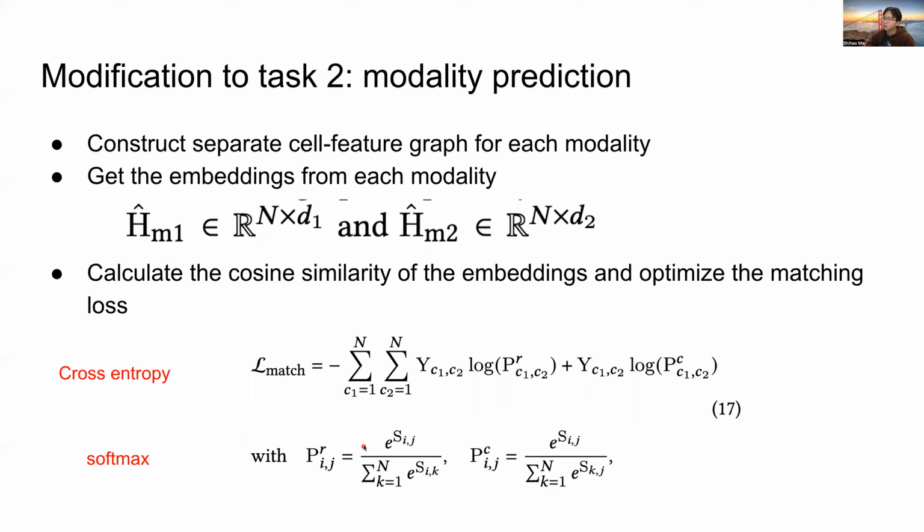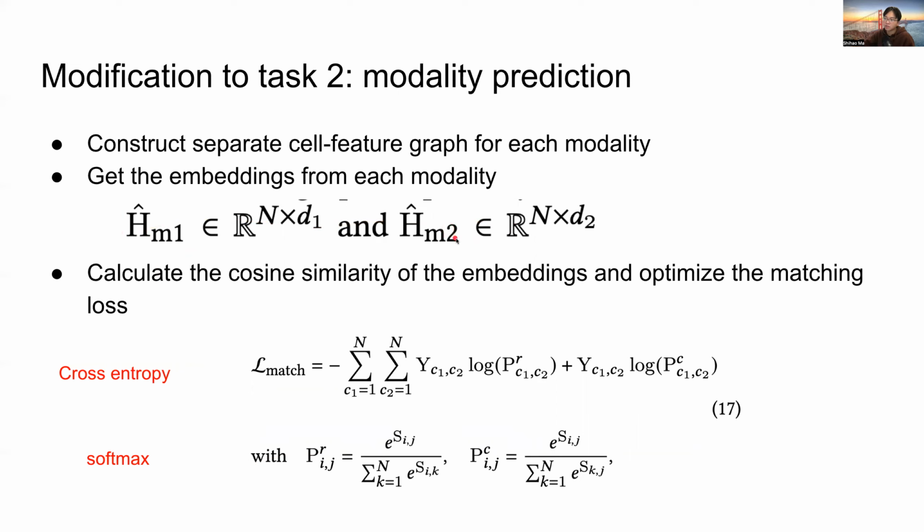Okay, and now regarding the modification to task 2, here I outline them in steps. So first, let's say the input is two different modalities. We first construct a separate cell feature graph for each modality. And then we do the GNN training, right? The GNN training gives you the final embeddings for each modality. So now we have the embeddings for all the cells within each modality.